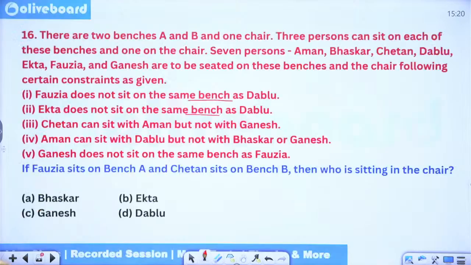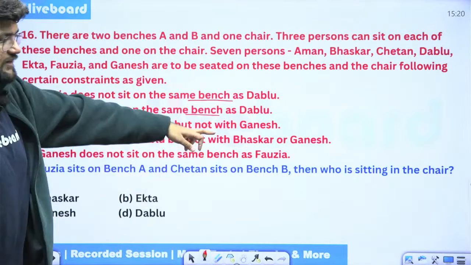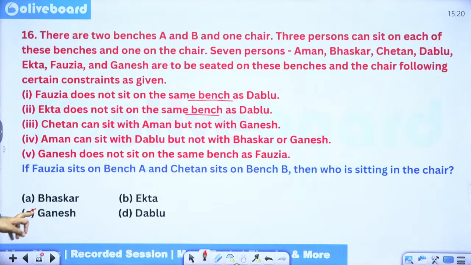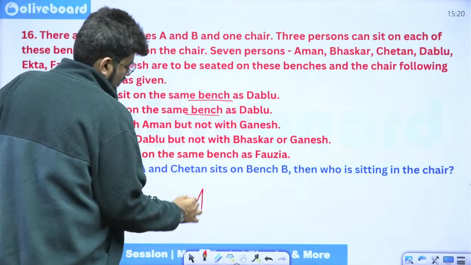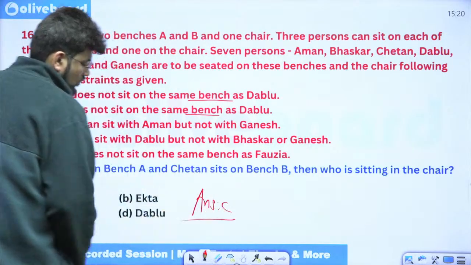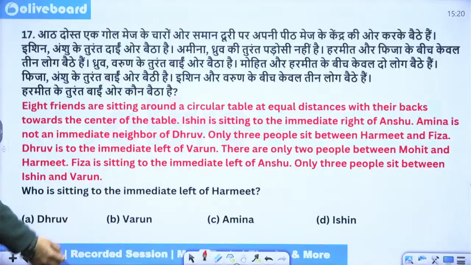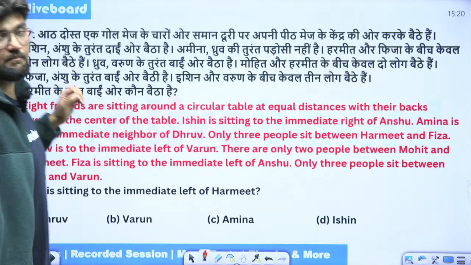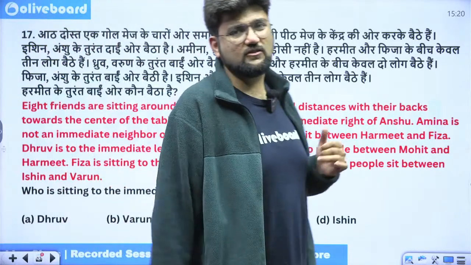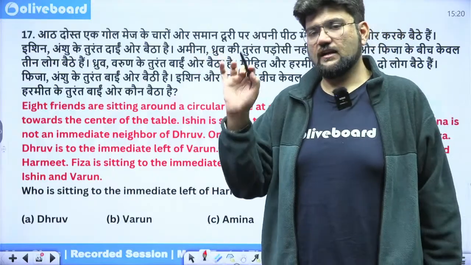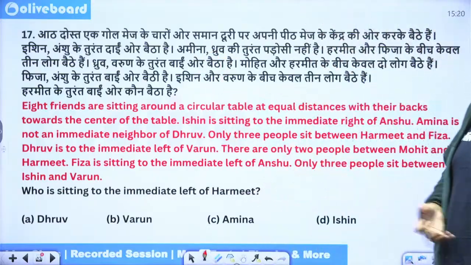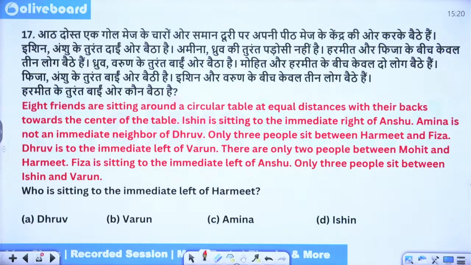The question itself is, who is sitting in the chair? Ganesh is sitting in the chair. Option C. Cool. This was actually a simple elimination question. If you had read the whole thing and started eliminating from the options, you would have gotten Ganesh either way. Okay, next.